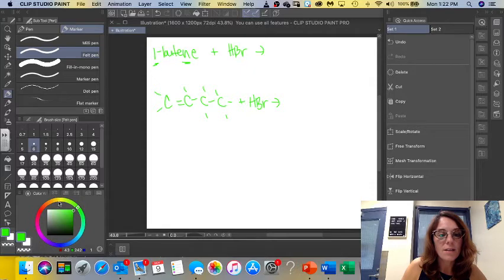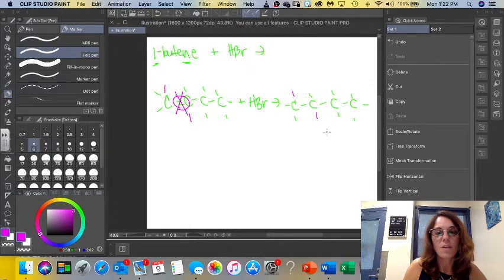So in this case here, the double bond breaks apart. And when it breaks apart, it creates an open bonding site on the carbons surrounding that. So my product still has 4 carbons, but now we've got an open bonding site here and here. So what will go there?